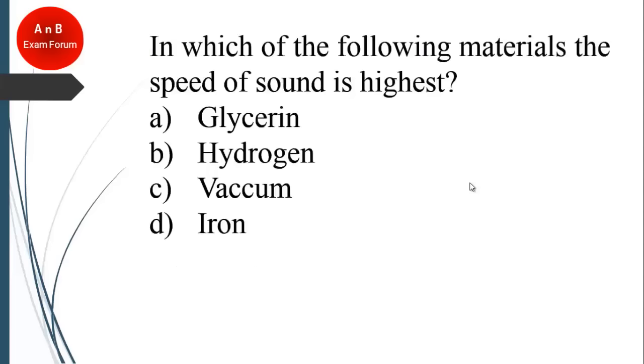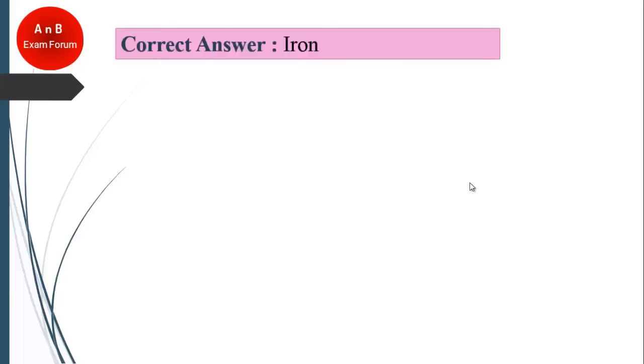So in which of the following materials is the speed of sound highest? Okay, there are four options. You have to tell in which of these four options the speed of sound is highest. Okay, yes, the solid substance will have the highest speed in the materials. So here option D is correct, because in vacuum sound doesn't travel. Hydrogen is a gaseous form and glycerin is a liquid form. So the correct option is option D, iron.